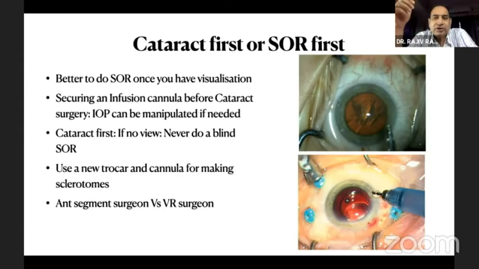And whenever you are doing a vitreoretinal procedure or SOR along with cataract, use a new trocar and cannula. Because many times if you're using it for a second, third time, the globe will indent, and the IOL and AC will collapse. So just make sure you use a new trocar. Again, it also depends on who is doing the cataract. In an institution setting, sometimes you have an anterior segment surgeon doing it, and he prefers to do a cataract first. So that is done first.